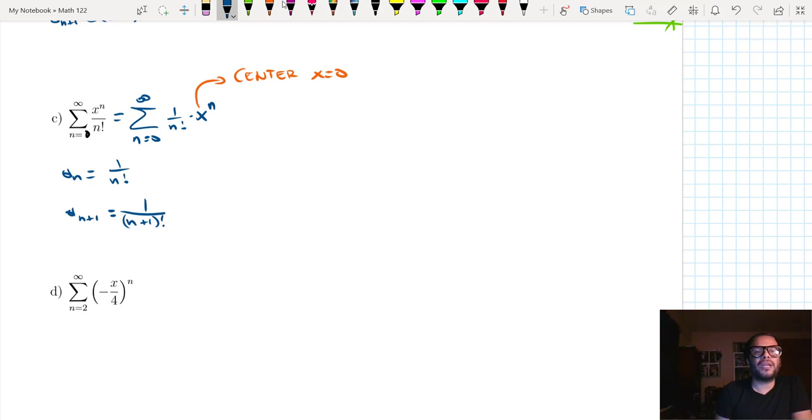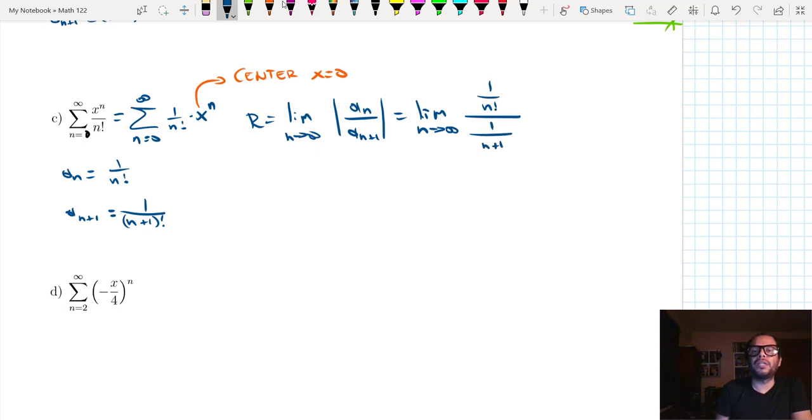Now let's look at the radius of convergence. R equals the limit as n approaches infinity of the ratio of a sub n to a sub n plus 1. In this case, the limit as n approaches infinity of 1 over n factorial divided by 1 over (n plus 1) factorial, with absolute value bars. These are going to start to get a bit ugly.